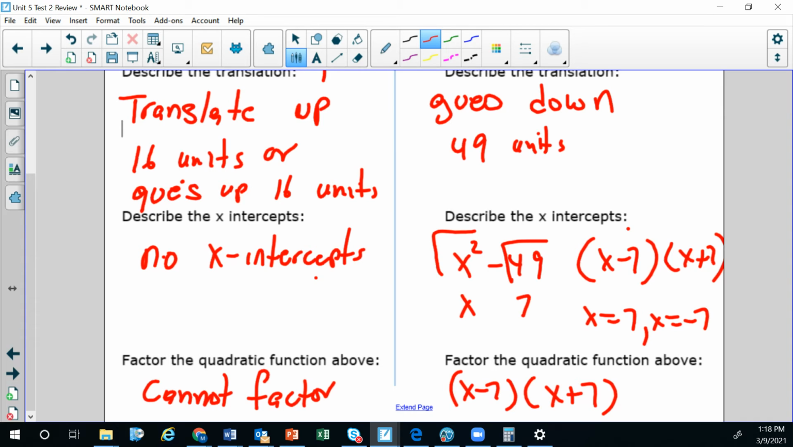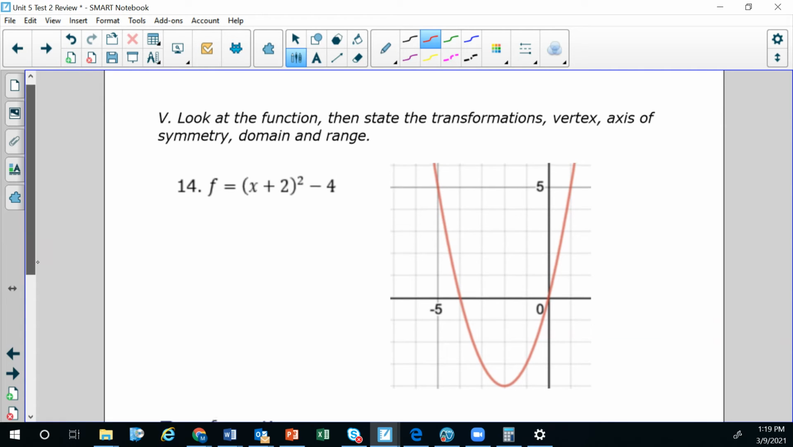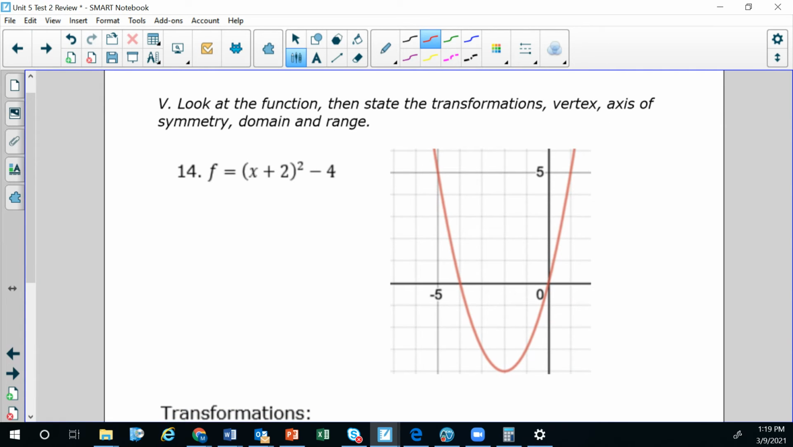All right, so that's it for that one. Okay, what's next? Look at the function, then state the transformation, vertex, and axis of symmetry. Ooh, it's a lot. All right, so here we go. First thing, let's state the transformation.